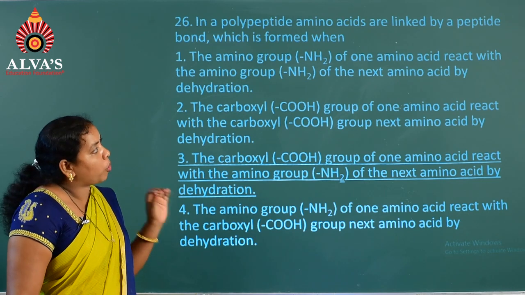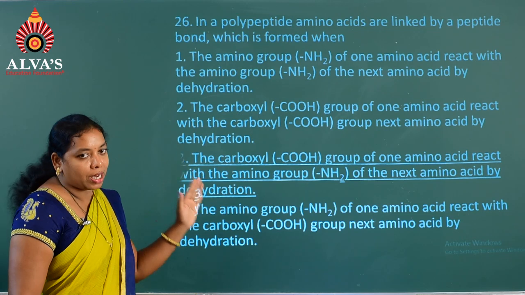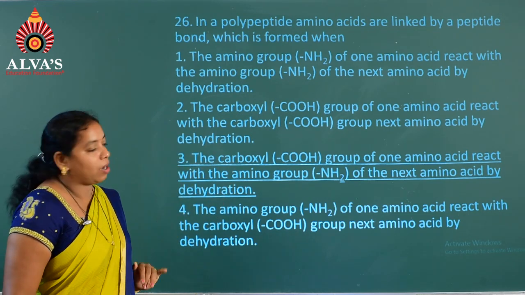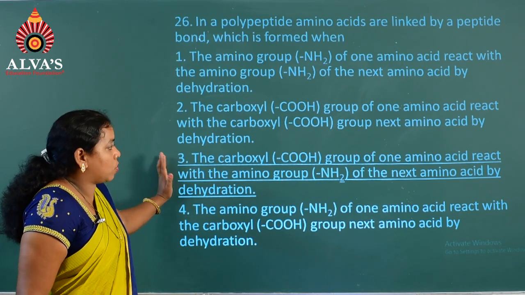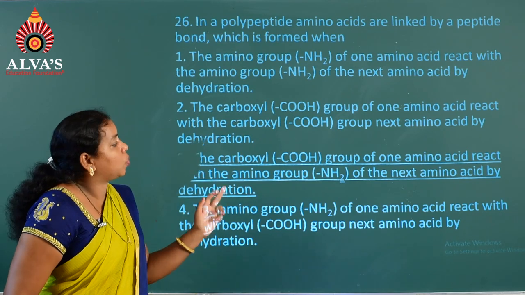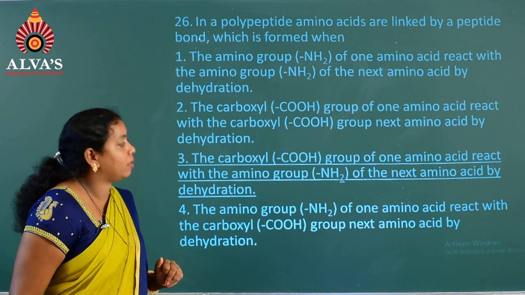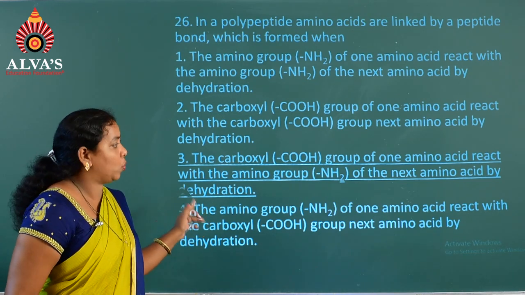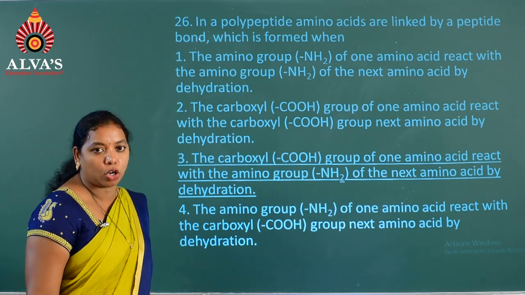Generally, during the formation of peptide bond in amino acid, the amino group of one amino acid links with the carboxylic group of another amino acid. Hence, we can go with option 3, where the carboxyl group of one amino acid reacts with the amino group of another amino acid by dehydration, that is removal of H2O, that is water. So, hence the right answer for question number 26 is third option.